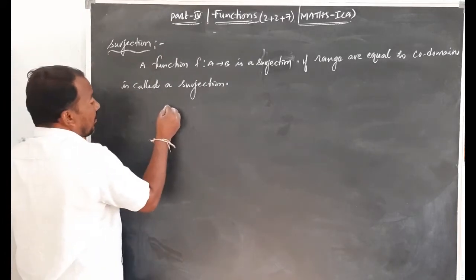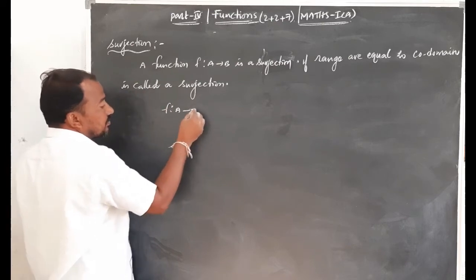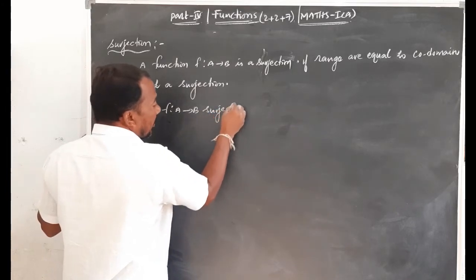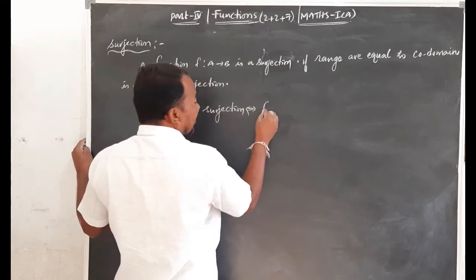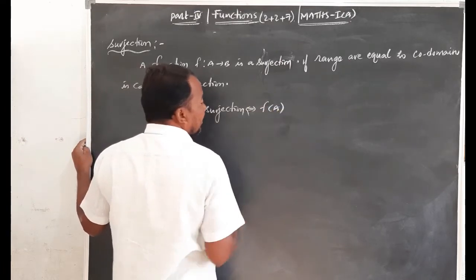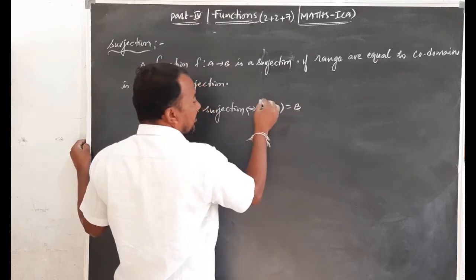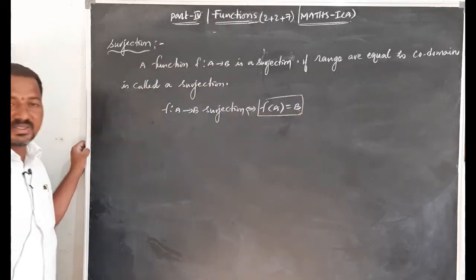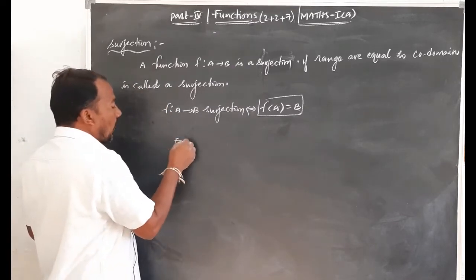A function f from A to B is a surjection if and only if the range f(A) equals the codomain B, that is, f(A) = B. Let us give an example.